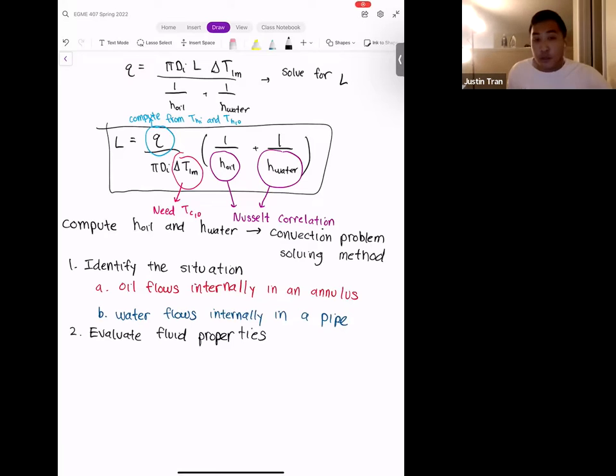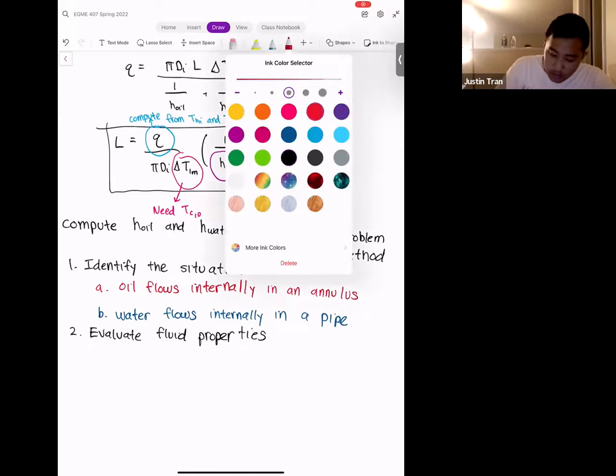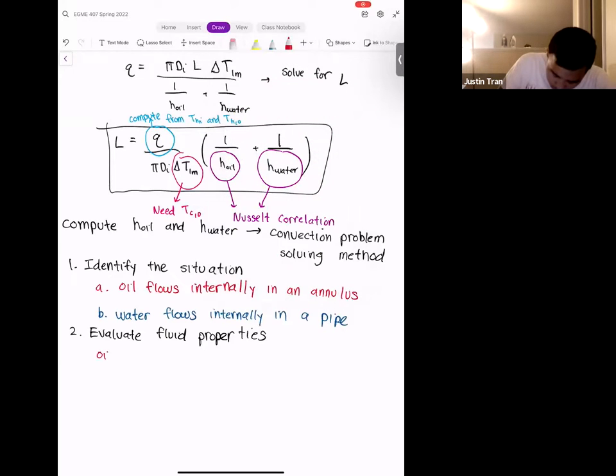All right, next step is we're going to compute the fluid properties. So let's start with the oil. Now to evaluate fluid properties, we have to compute its film temperature. Luckily for the oil, we know the inlet and outlet temperatures. The oil is coming in at 100 degrees C and exiting the heat exchanger at 60 degrees. So its film temperature is right in the middle, and we're going to evaluate our oil properties at 80 degrees C.